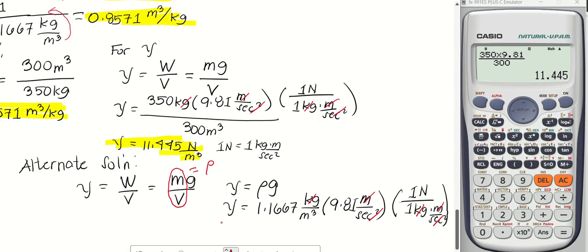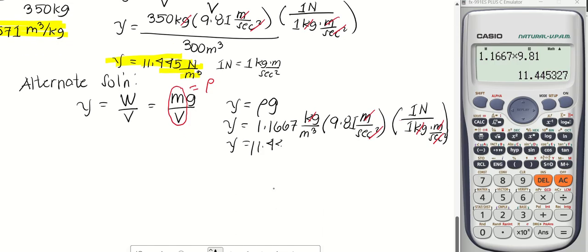So cancel the units. Therefore, our specific weight, if we compute in our calculator, is 1.1667 times 9.81. As you can see, it yields the same answer, 11.445 newton per cubic meter.